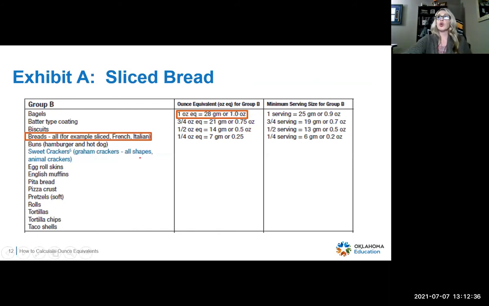So we're going to come here to our exhibit A, which is the grain chart. We're going to go to group B and we see bread. That's where we have all breads. And it says 1 ounce equivalent equals 28 grams or 1 ounce. So all items in group B, 1 ounce equivalent is 1 ounce. So 28 grams is 1 ounce. So that 1 slice of bread does equal 34 grams. So you can serve it to all children, 1 slice of bread.